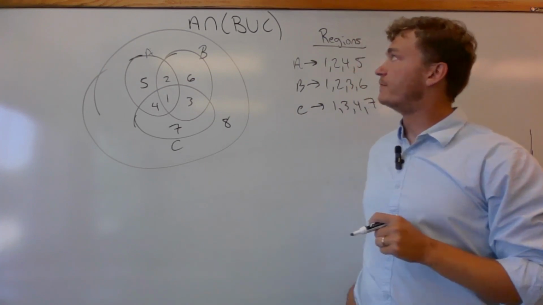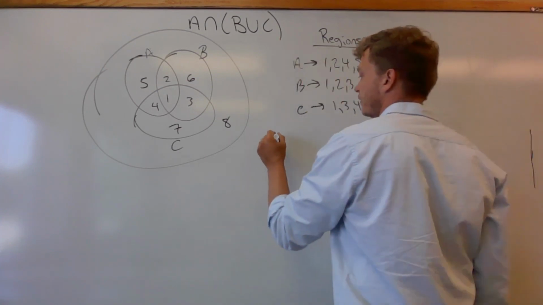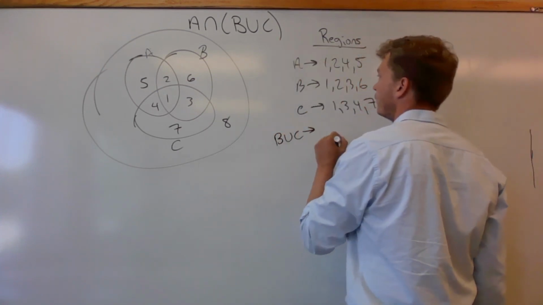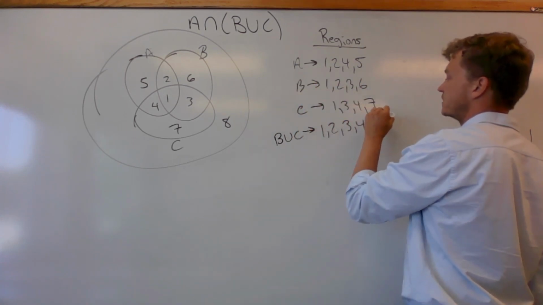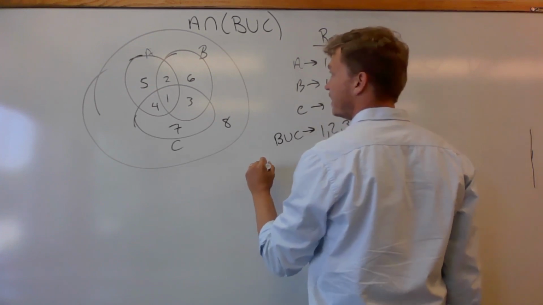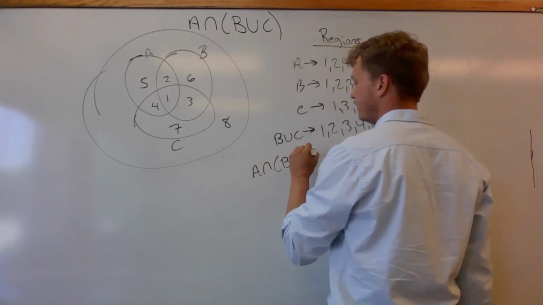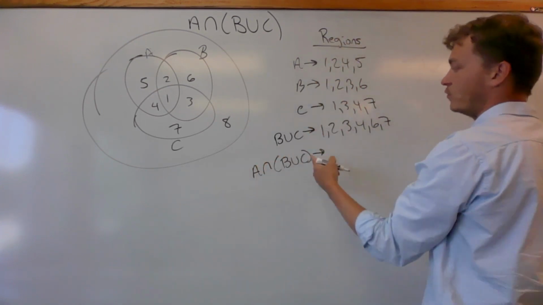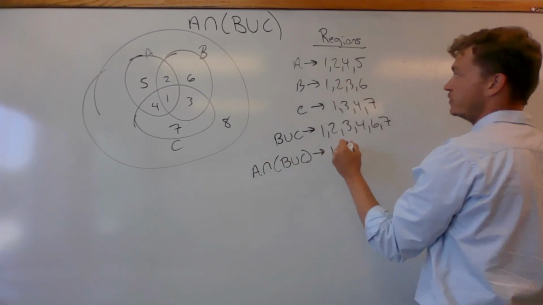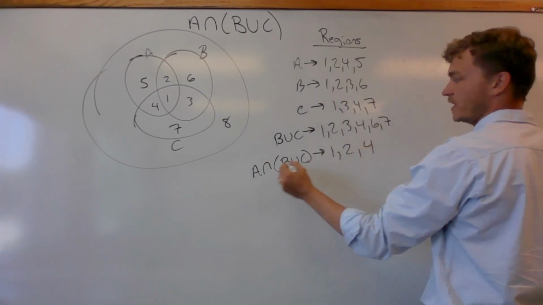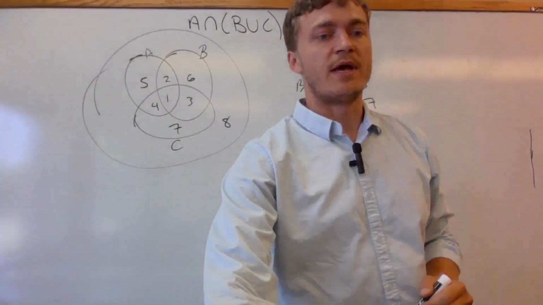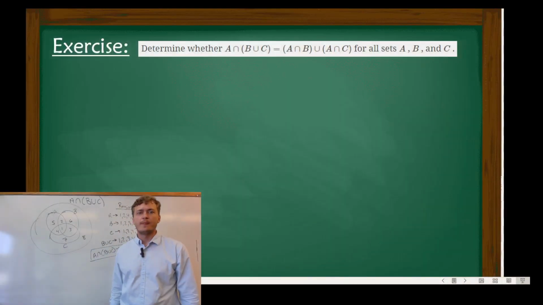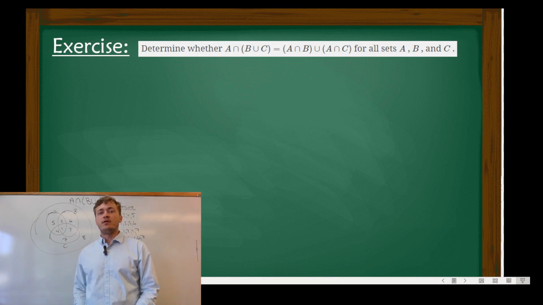So let's take a look at first B union C. B union C brought together is 1, 2, 3, 4, 6, 7. Then intersect these: A intersect B union C. In A we have 1, and so do we have down here, 2 and 2, 4 and 4, and that's it. Is that the same as the expression on the right, A intersect B union A intersect C?